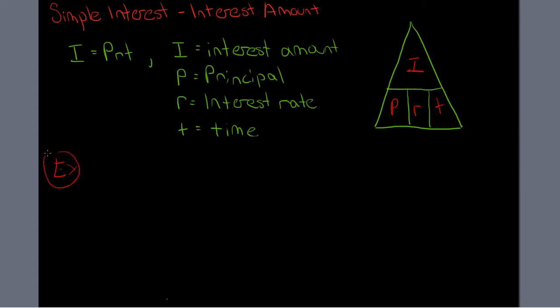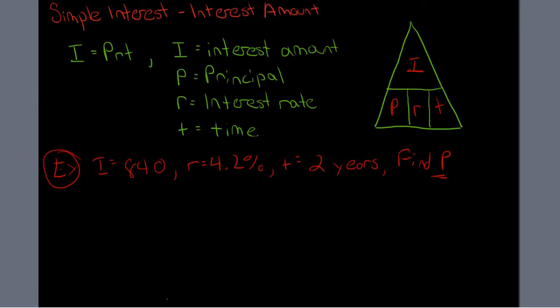So say a question gives you your I, so the question tells you that I is equal to 840. They tell you that R is equal to 4.2% and T is equal to 2 years, and they tell you to find P.